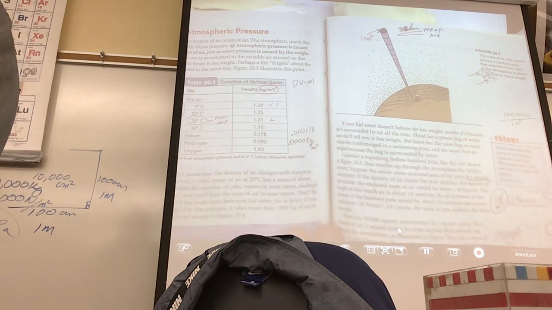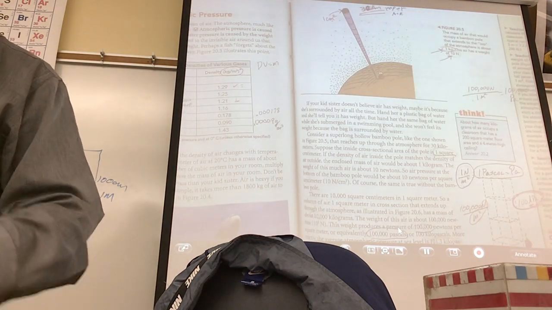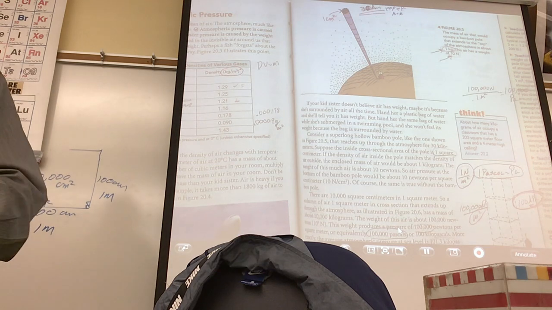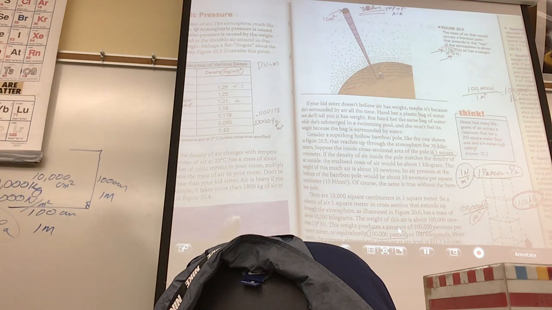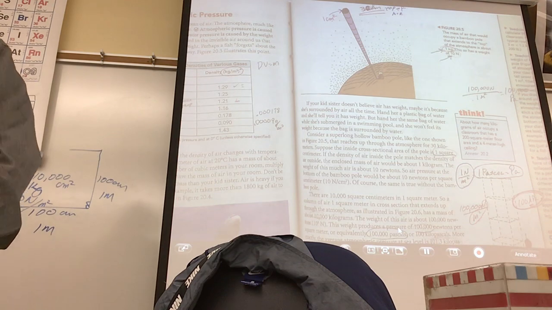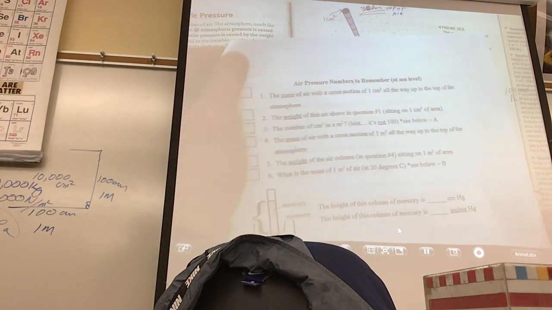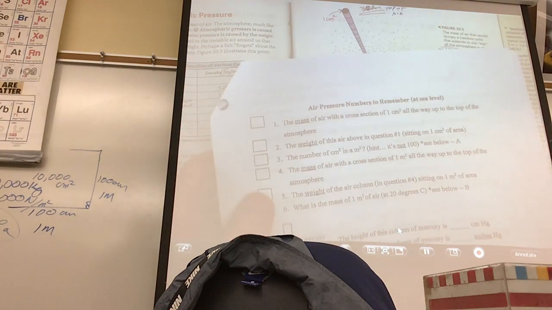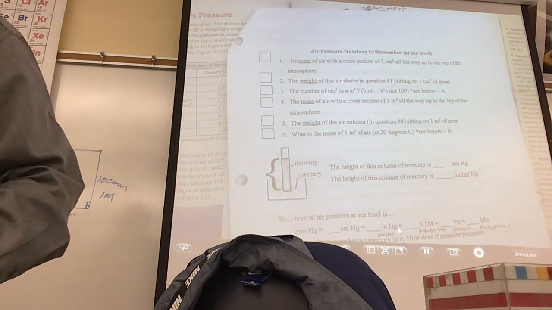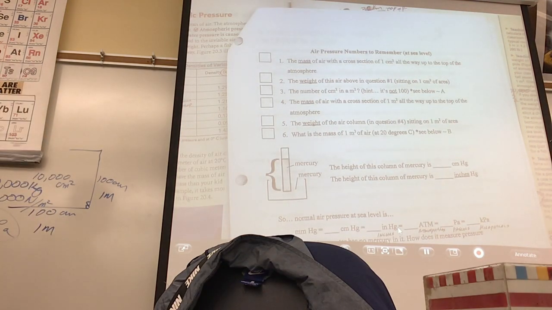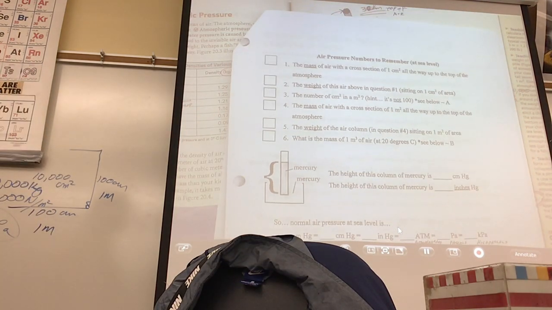Now, another thing I'd like you to know, and I think I put this in one of the pages in your packet: there's a series of numbers that you need to make sure you can do. Let's see if I can find it. Here it is. Find this page here. Even though you had the lesson on Thursday, see if you can come up with this.